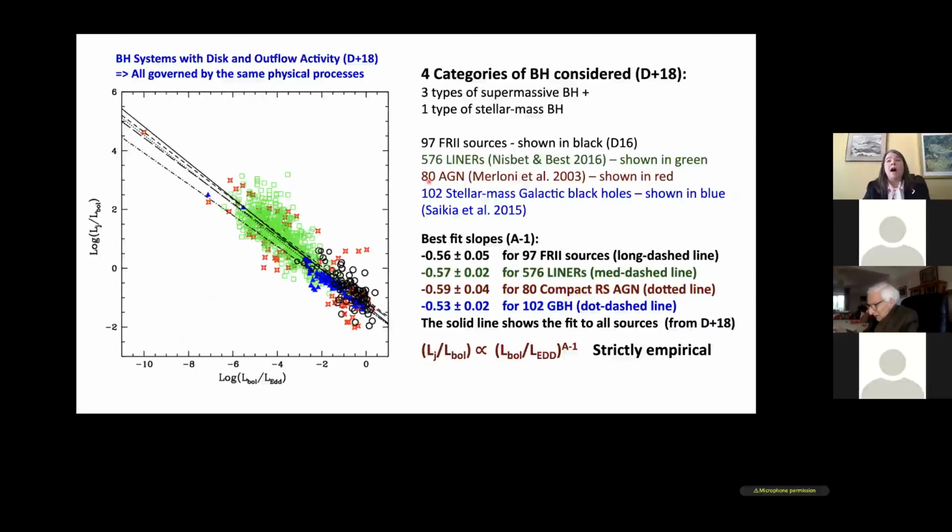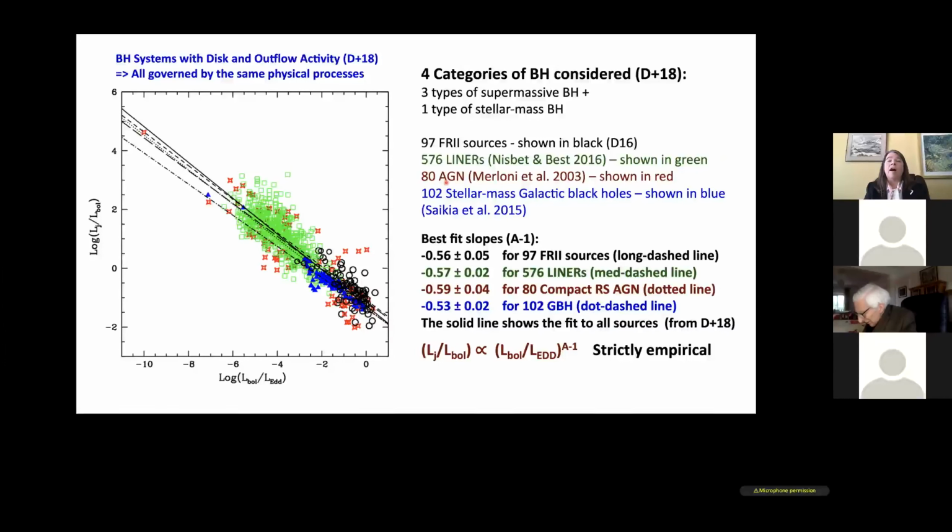So now applying that to the 3 fundamental plane samples. I have still the FR2s that I showed you, obtained as I explained, shown here in black. These black circles are the FR2s. And now there were 576 LINERs that lie on the fundamental plane from Nisbet and Best. And using those methods I just described to get the beam power, the bolometric luminosity and the Eddington luminosity, those are shown here in green. Interestingly, they come in with a slope that is quite similar and consistent with that obtained for the FR2s.